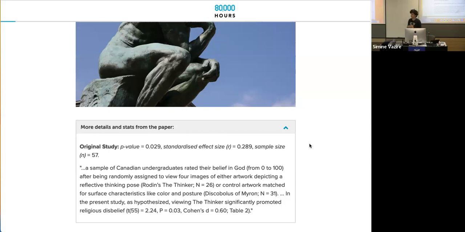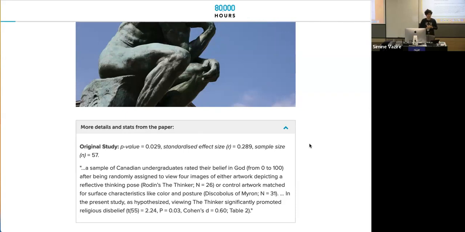Yeah. Sample size is pretty small. Yeah, the sample size is very small by today's standards. So 26 in one condition, 31 in another. Back then, that was considered a medium sample size, but now we would say it's very small. Yeah. Not very representative. Yeah, the sample's not representative, it's college students.